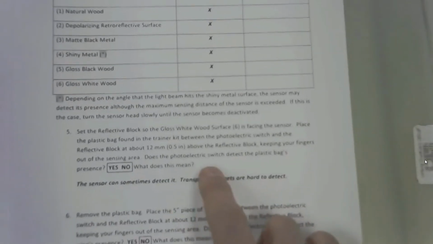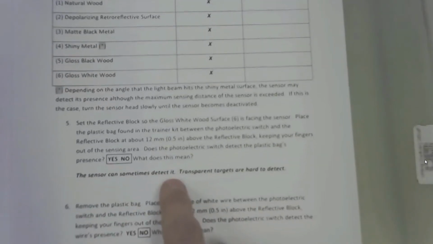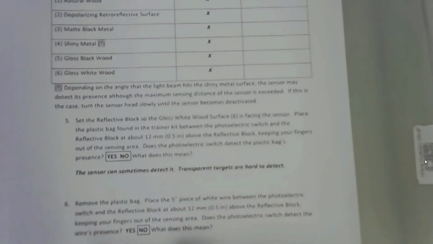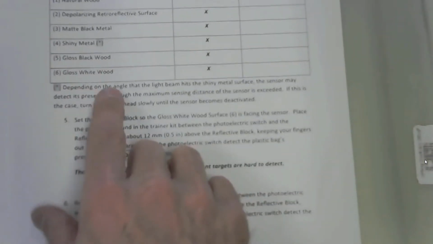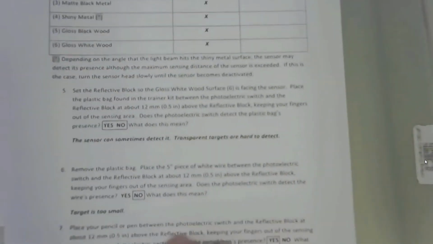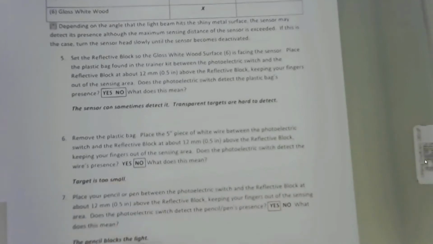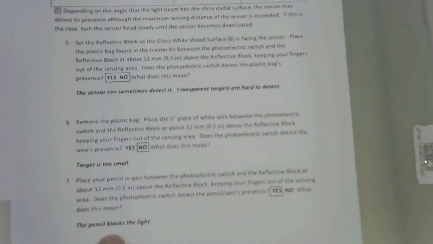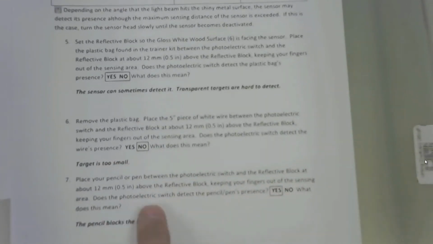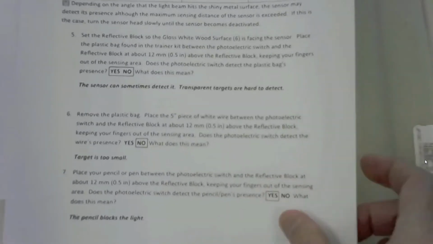And it says here, does it detect the plastic bag's presence? Yes, no. The sensor can sometimes detect it. Transparent targets are hard to detect. They are. So sometimes you got to mess around with it. Shiny metal was dependent on the angle that the light hits the beam. Okay. Target was too small, and the pencil blocks the light. Place your pencil, and is it? Yes, pencil blocks the light.